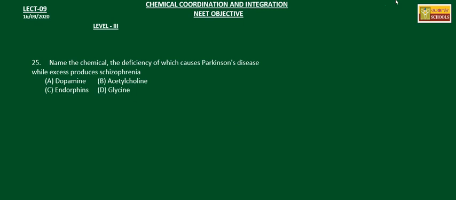The next question, name the chemical the deficiency of which causes Parkinson's disease, and then excessive production causes schizophrenia. So here Parkinson's disease is degeneration of nerve cells in brain. So that takes place for a long period of time. So it's a progressive degeneration. So this is a progressive degeneration of nerve cells in the brain. So that is Parkinson's disease.